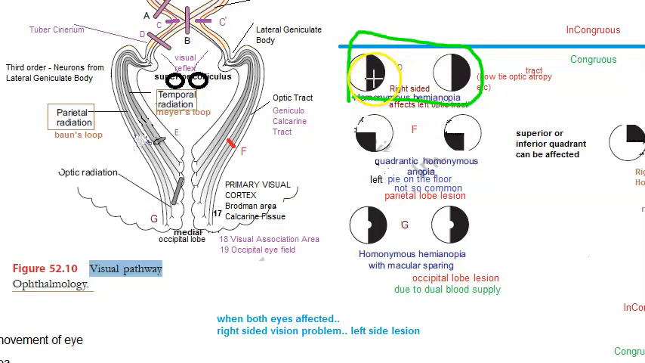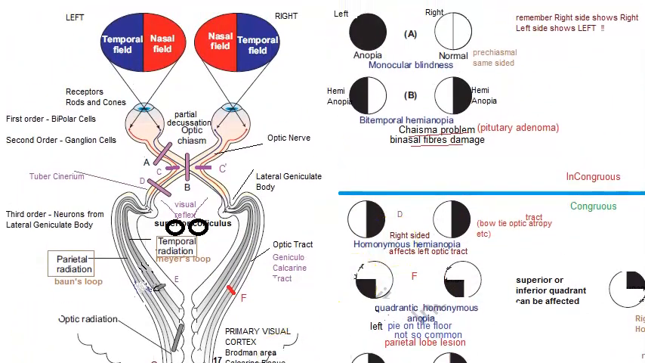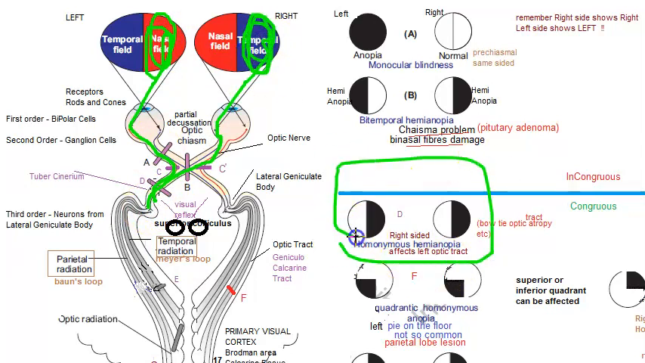D is what? These are kind of overlapping images. Here the nasal field is affected. Here the temporal field is affected. Okay, so look at this D here, the optic tract. So what all is affected here? If D is affected, the nasal field here is affected and the temporal field here is affected. So you can see this.